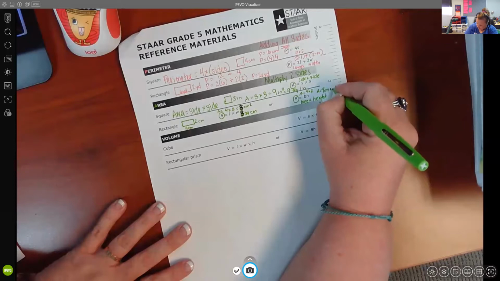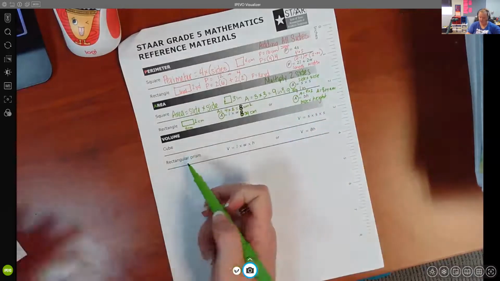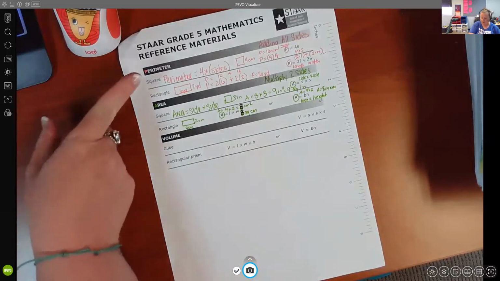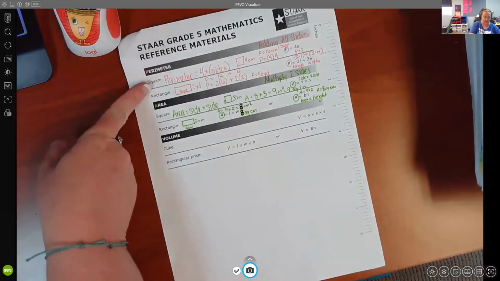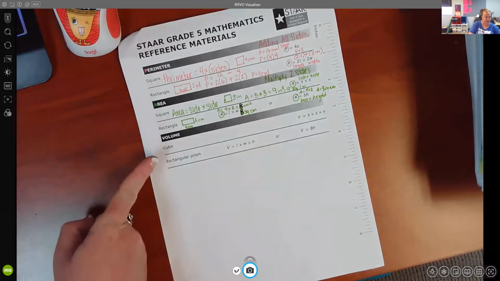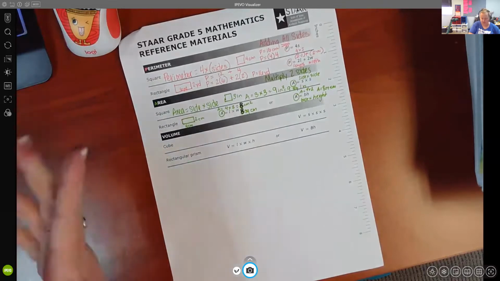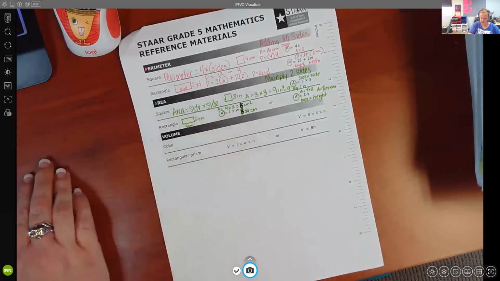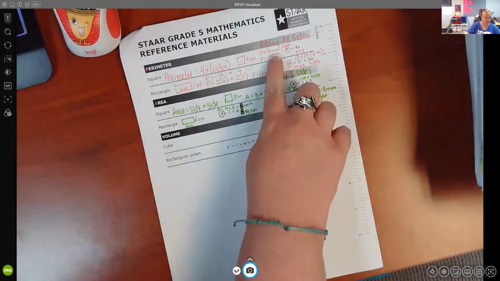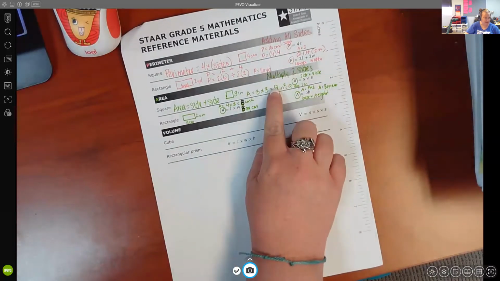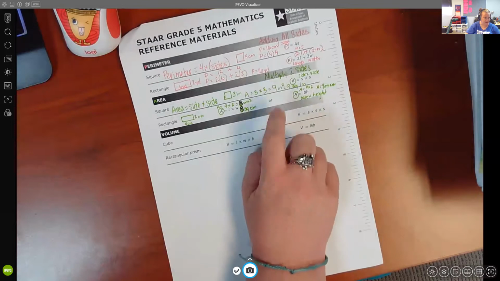square centimeters. Now we have volume. We're adding a third dimension. So if you see just centimeters once, centimeters twice, centimeters 3 times, or the unit 3 times. So by itself, squared, cubed.